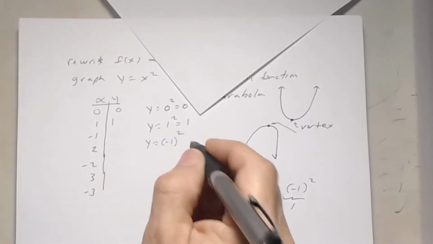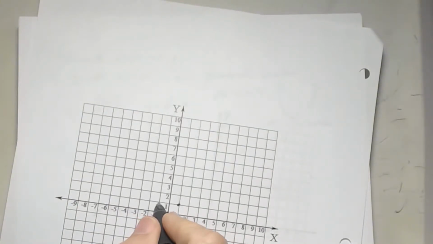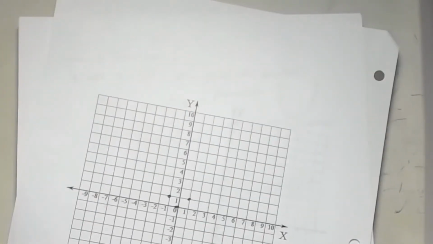Positive 1. Okay, so that's 1. When x is negative 1, I'll plot the point negative 1, 1. So negative 1, 1 is here. Okay. Now remember, don't draw your line now. I mean, don't draw the graph now. I said lines is not lines. Don't draw the graph now.